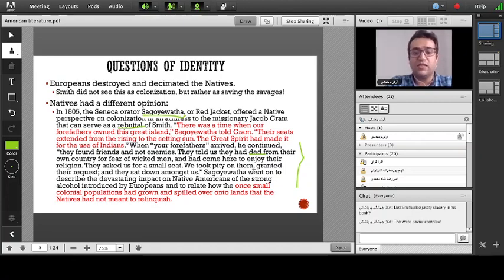They asked us for a small seat. بهمون گفتن یه تکه کوچیکی به ما بدین، ما همونجا میشینیم کارمون رو انجام میدیم. We took pity on them. ما دلمون براشون سوخت. Granted their request. و خواستشون رو برآورده کردیم. They sat down among us. و اونا رو به جمع خودمون راه دادیم. Exactly, Adel, exactly. That, we are the saviors, we want to save you. This was the argument of the European whites.